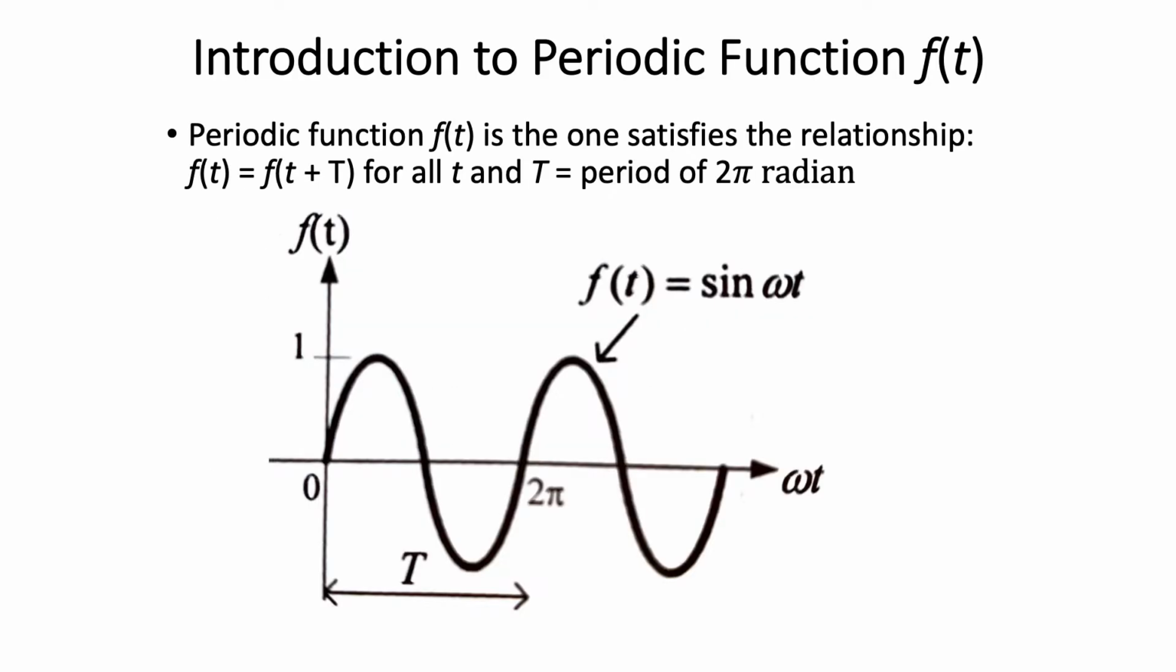What is a periodic function? By referring to the figure below, the sine function f(t) is a periodic function where it repeats its value in regular intervals of capital T, and the equation for this periodic function is f(t) = f(t + T), where T = 2π.